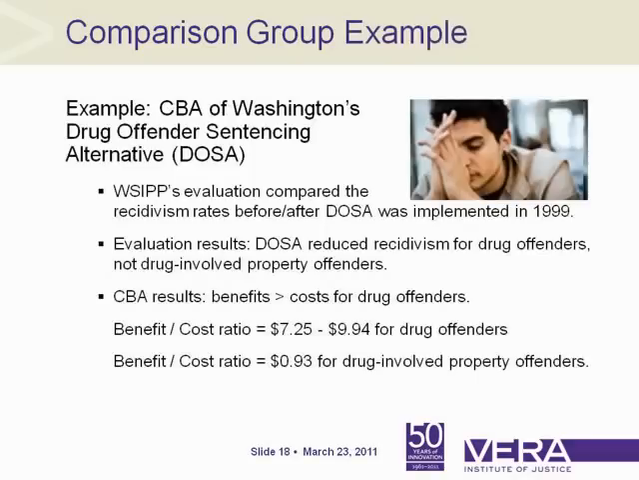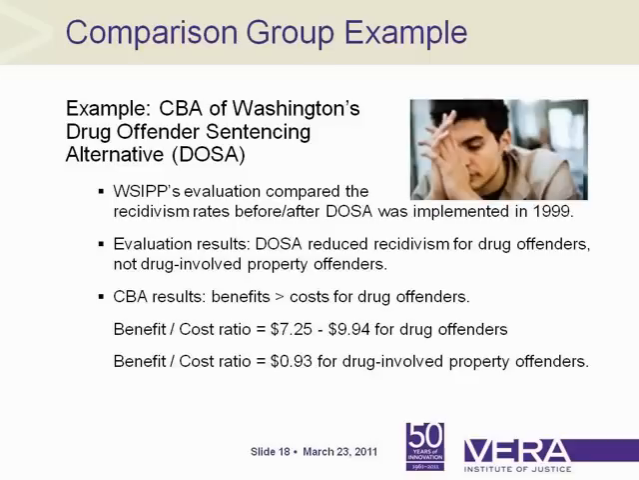So let me give you a quick example using that approach. The Washington State Institute for Public Policy recently did an evaluation and a cost-benefit analysis of the drug offender sentencing alternative. This was a law that was passed in '99 to reduce length of stay in prisons for drug offenders and also to provide them with some additional treatment alternatives. So what the researchers did was they compared the recidivism rates for drug offenders sentenced before that law was implemented and afterwards. And they found that the recidivism rates were indeed lower after the law was implemented, but only for the drug offenders, not for the drug-involved property offenders.